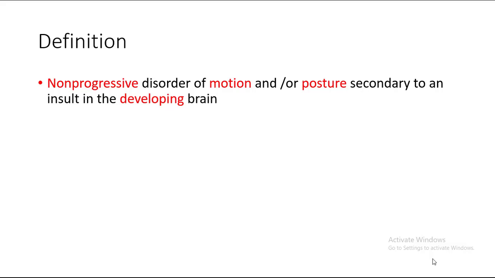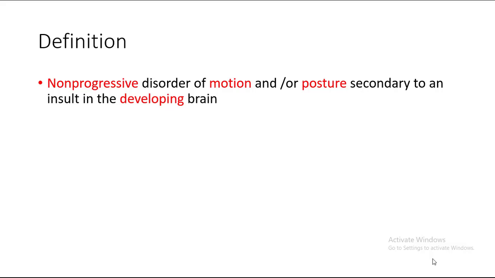It is non-progressive, so you may not see progression of the illness, which may indicate a neurodegenerative disorder, because cerebral palsy is not a type of neurodegenerative disease. It's a static encephalopathy. It affects the motion and or the posture. This is the second condition. And the third condition is that it is due to insult of a developing brain.